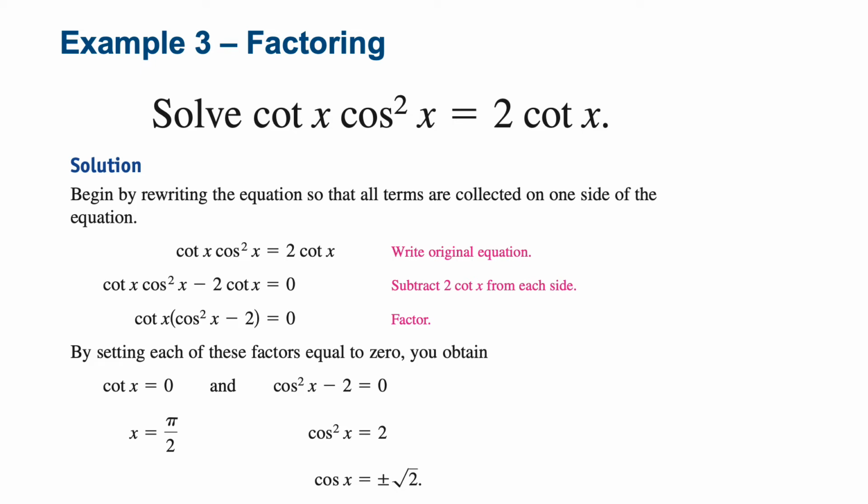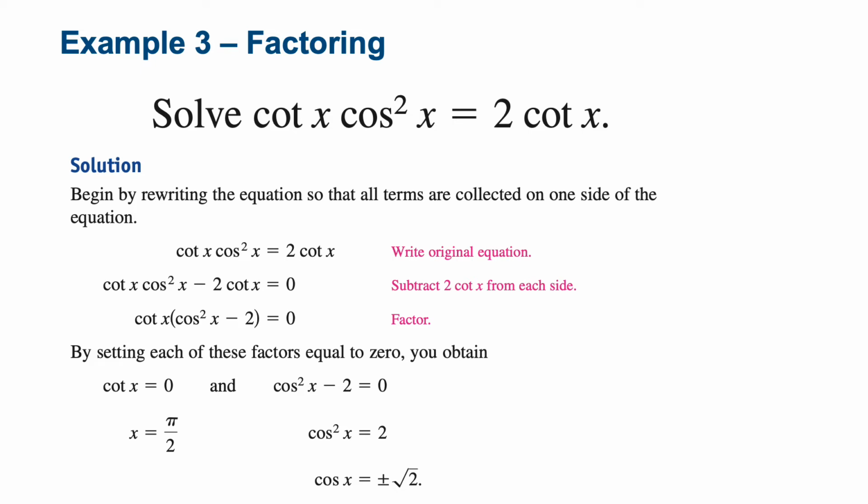So we have the original equation, and then we set it equal to 0 by subtracting 2 cotangent x from both sides. That will leave you with cotangent x cosine squared x minus 2 cotangent x is equal to 0. So then we factor, right? What's the GCF in this situation on the left-hand side?